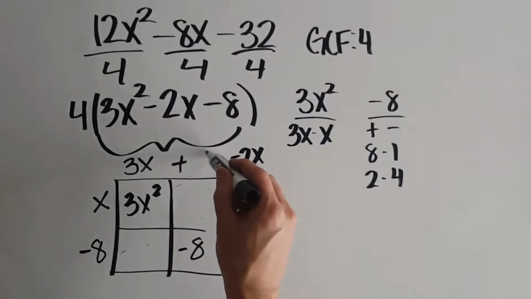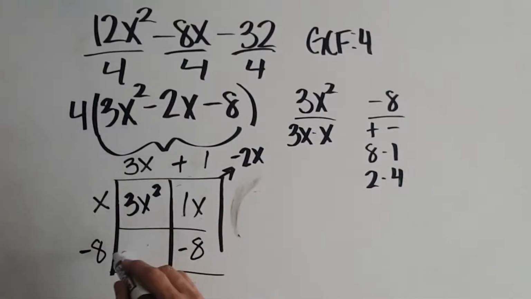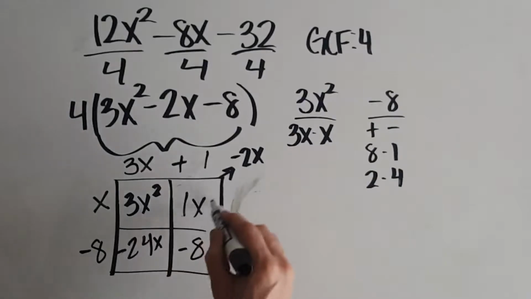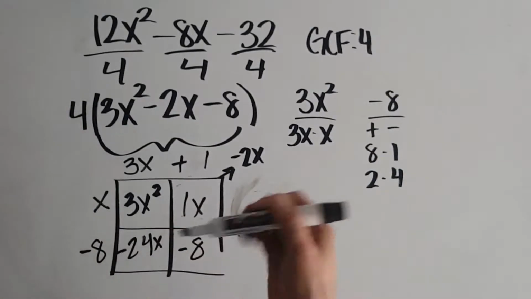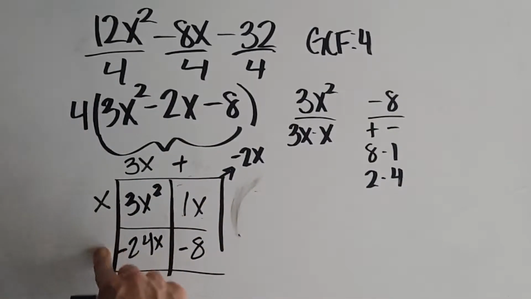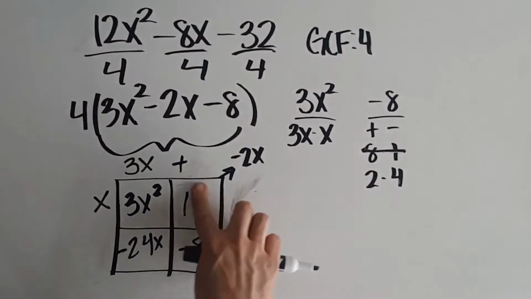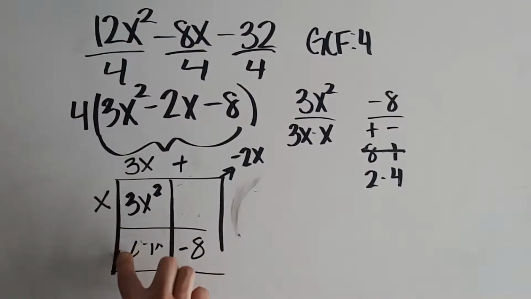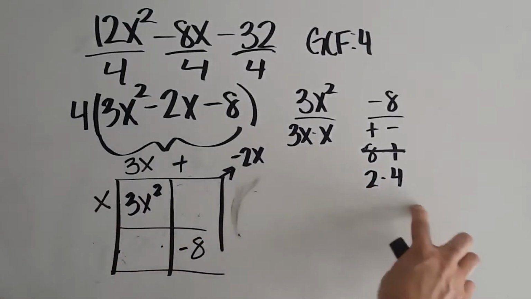Put the 8 here and the 1 here. Okay, we get 1x, negative 24x. Well, that combines to be negative 23x, so that doesn't work. So because I tried both 8 and 1 and it didn't work, that option's out. I crossed it off my guess and check list. So now I'm going to try 2 and 4.